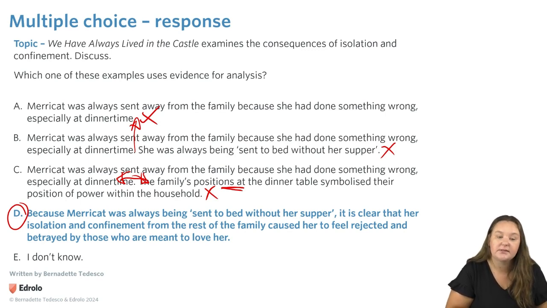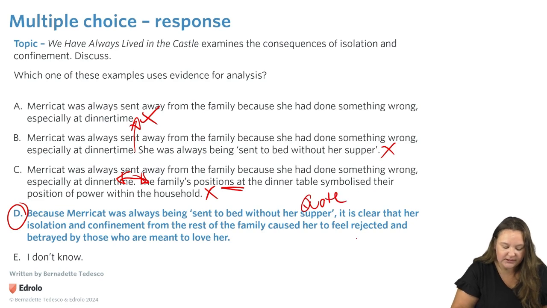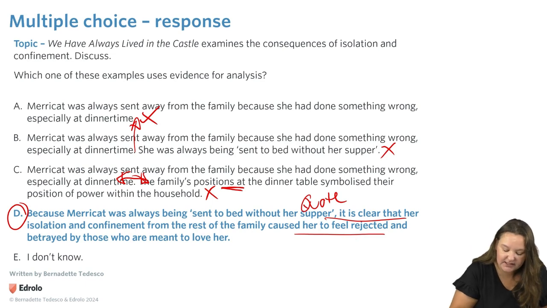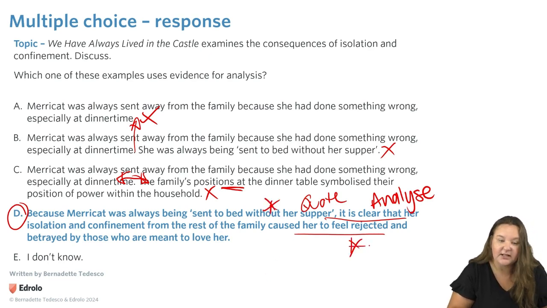D, however, does all those things. Because Merricat was always being sent to bed without her supper, so quote, it is clear that her isolation and confinement from the rest of the family caused her to feel rejected and betrayed by those who were meant to love her. We can see here that I have explained how this quote proves an idea that is relevant to the quote.